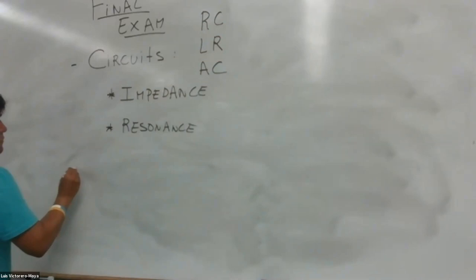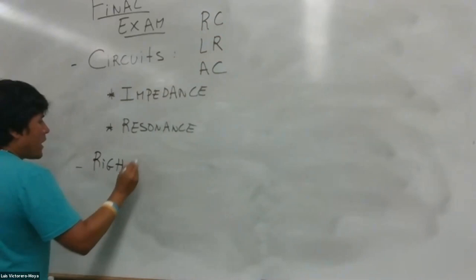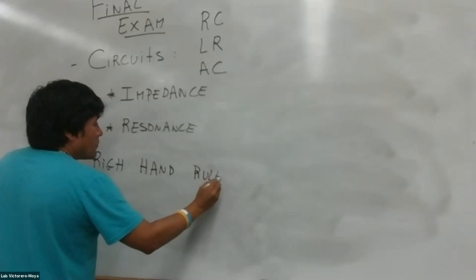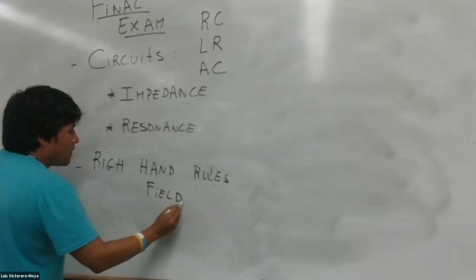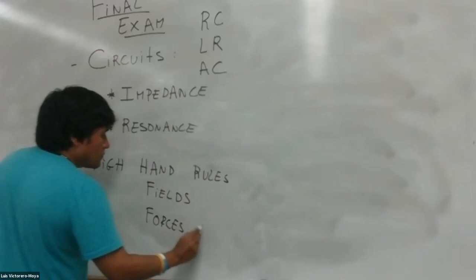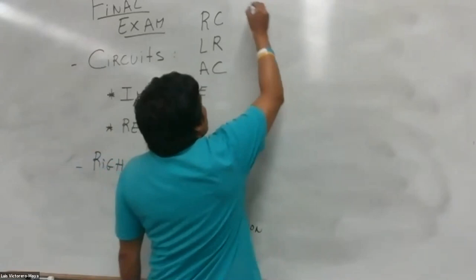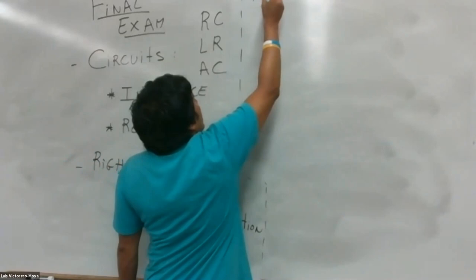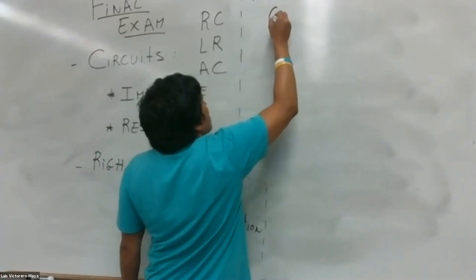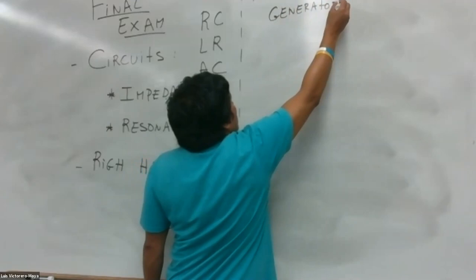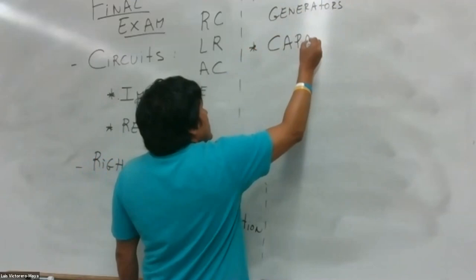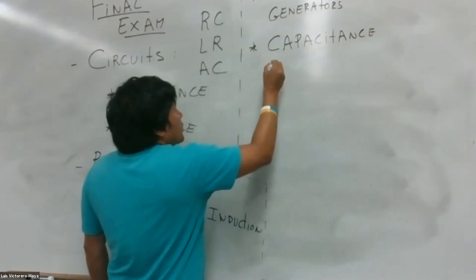Right? Right-hand rules for fields, and then problems, of course, of magnetic fields, forces, and induction. All right. Then we also did the applications, so motors and generators, especially generators. Capacitance, potential and energy.